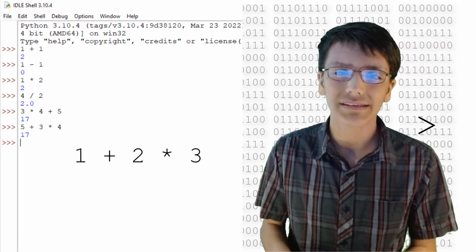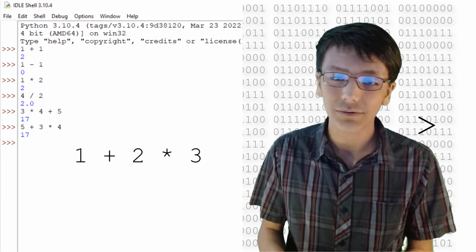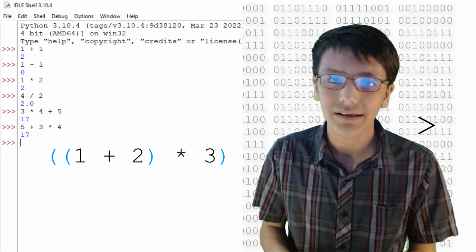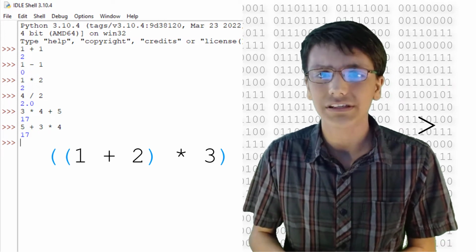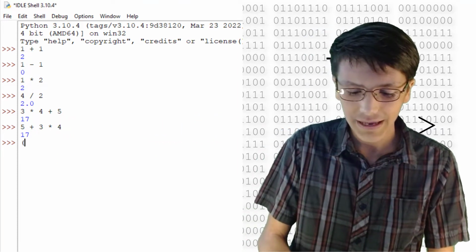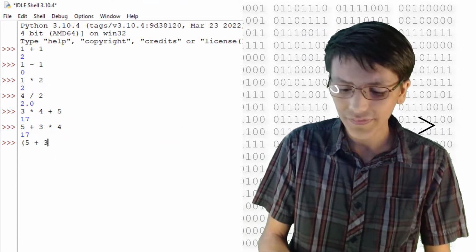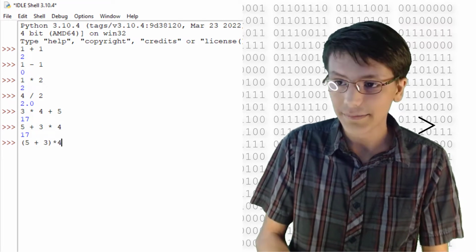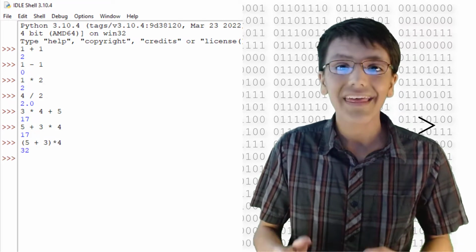Whenever you want to make something go first, all you have to do is put parentheses around it. Python will always do the parentheses first, beginning inward and going outward. So, if we type in 5 plus 3 and put parentheses around it, then times 4, we get 32.